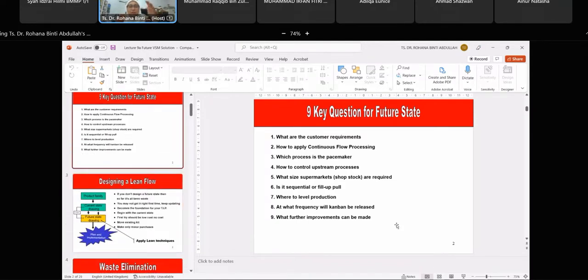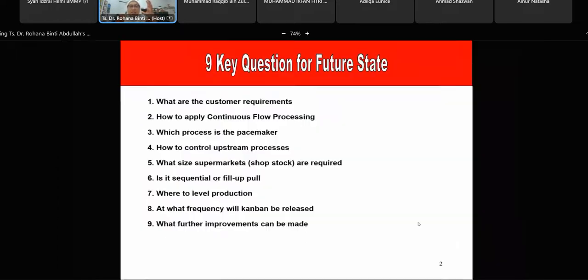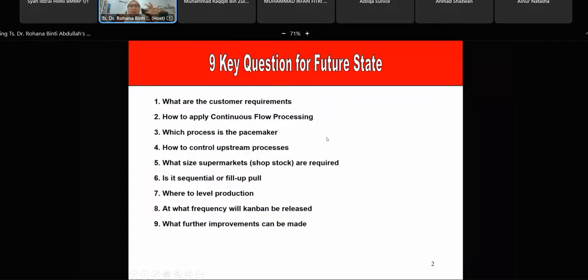Alright, so ini adalah some the 9 questions lah that you need to ask yourself whenever you are going to develop the future state plan. Right, customer requirement, continuous flow, right. Pacemaker ni actually is the bottleneck lah. You faham pasal bottleneck kan? Mungkin term pacemaker ni tak berapa nak familiar. Right, it's a bottleneck lah, ataupun the constraints.